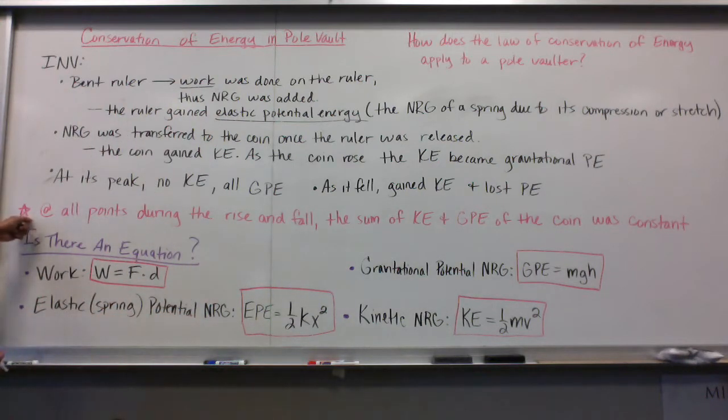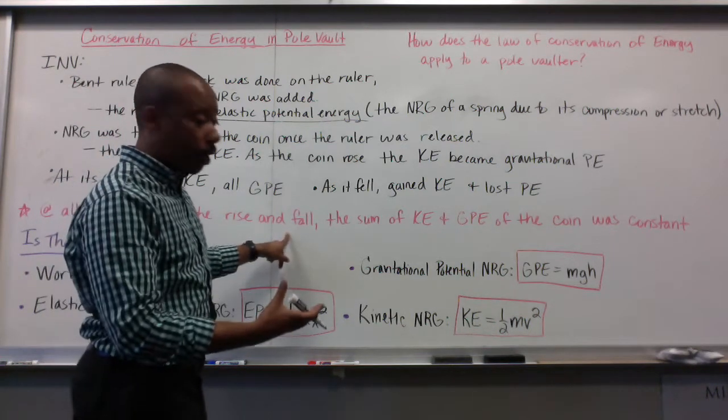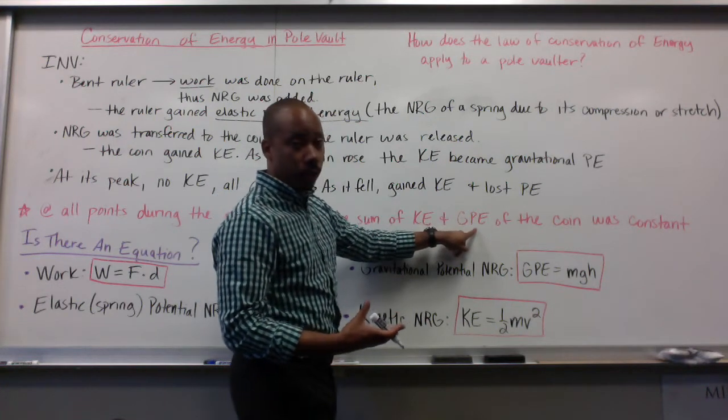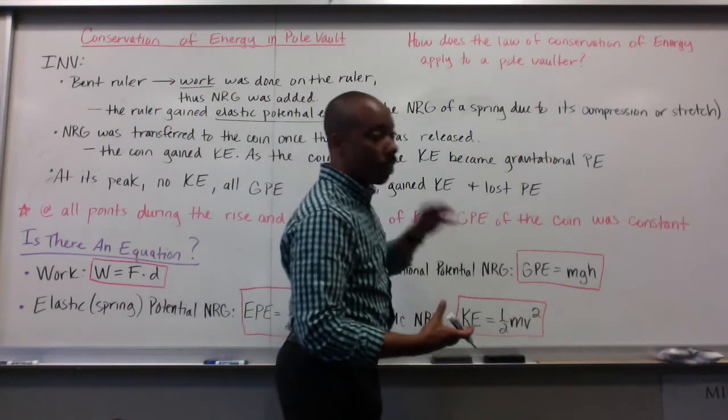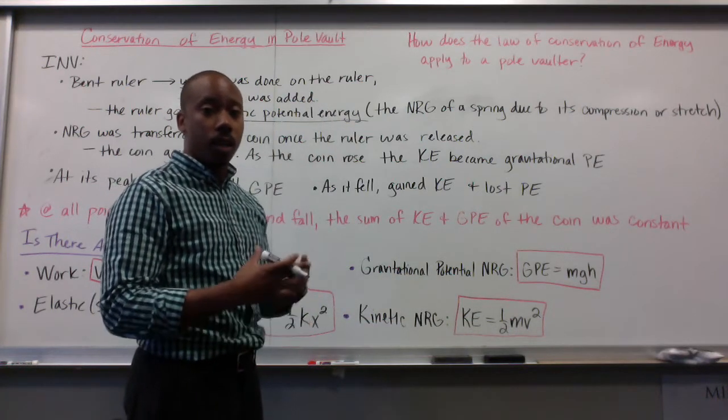This start point is important. Even through all these changes in energy, at all points during the rise and fall of this coin, the sum of kinetic energy and gravitational potential energy of the coin was constant. It did not change. We still abide by the conservation of energy.